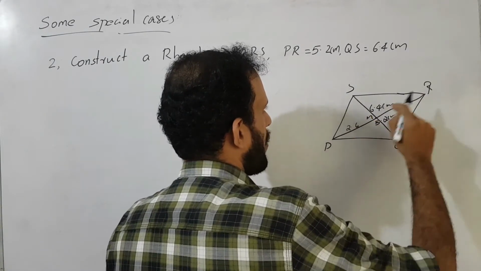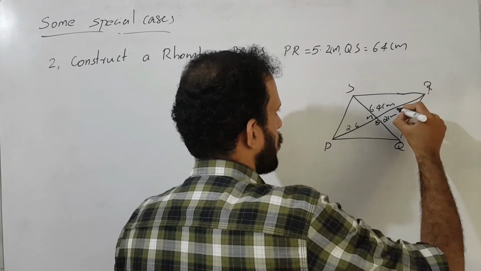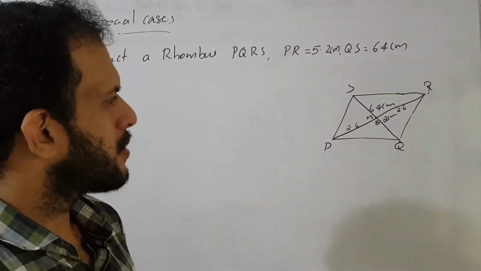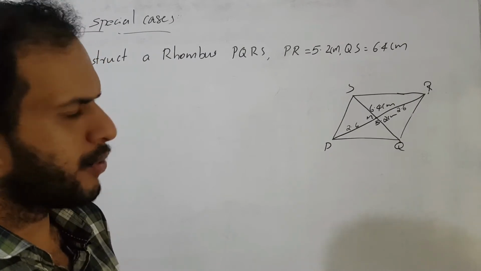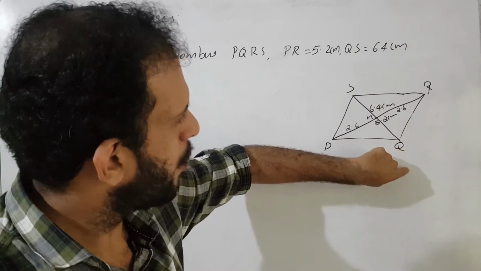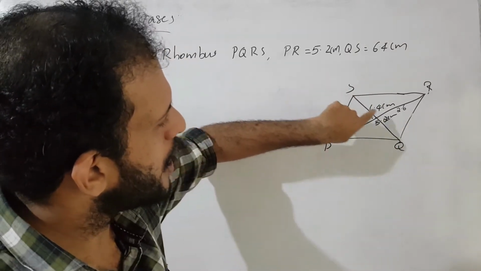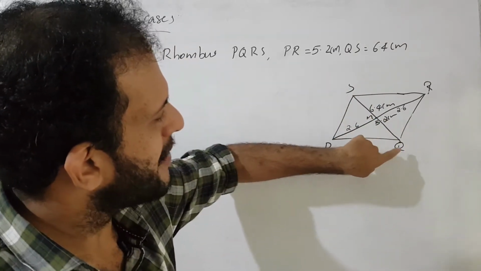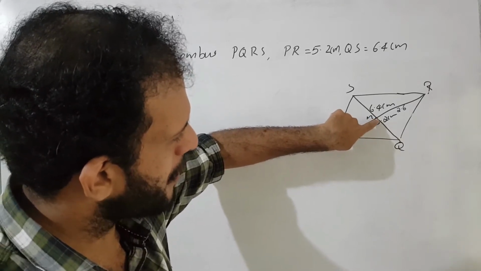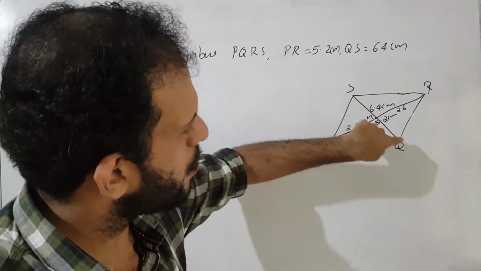Then what is the value of MR? MR is also 2.6. 2.6 plus 2.6 is 5.2. Then what is the total length of SQ? SQ is equal to 6.4. Then M is bisecting each other means M is the midpoint of SQ also.